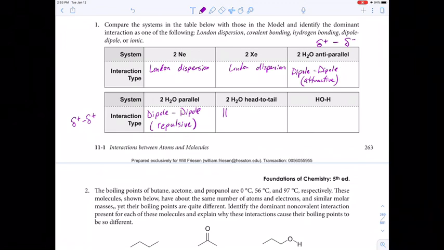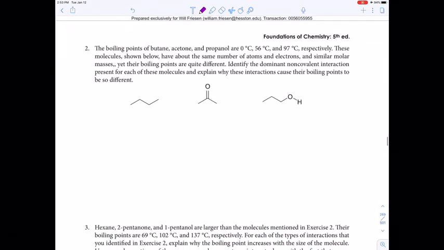Okay, when we put them head to tail, then we got hydrogen bonding. That's nice and strong. In this case, we have the hydrogen that is actually bonded to the oxygen. That's covalent bonding. Right, that's not even intermolecular attraction, that's an actual bond. Okay, going on.